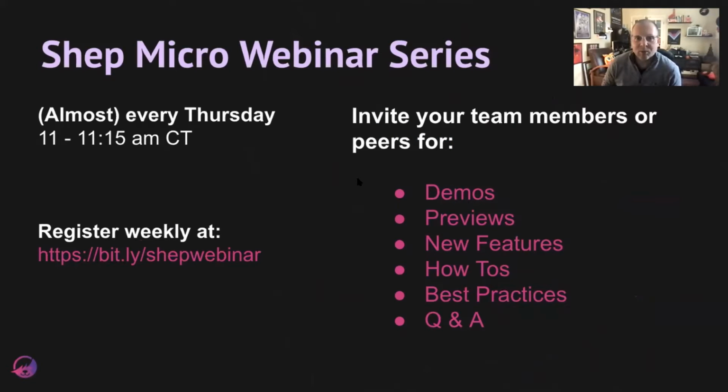So basically, we are running a micro webinar series. The idea being every week there's a very quick webinar that people can pop on and sort of learn a little bit, see a little bit about Shep. Sometimes it's just product updates. Sometimes it's just general conceptual things that can be helpful in your business. As you can see, we do it almost every Thursday. Today was different. It's a Friday, obviously, because we just had a conflict.